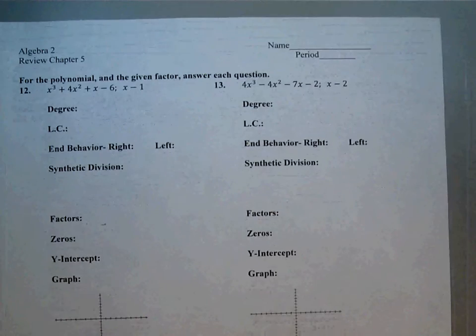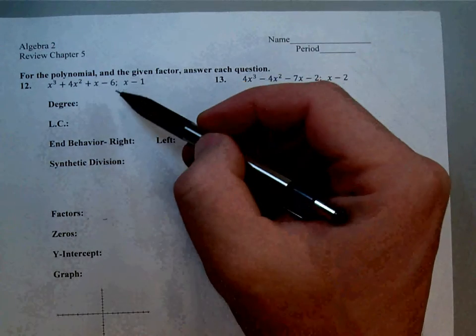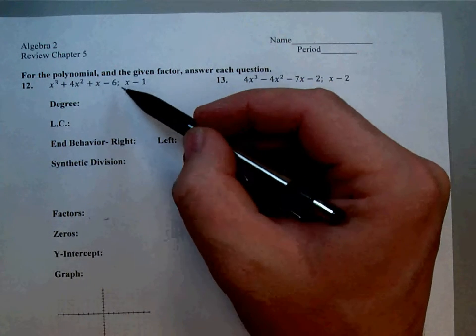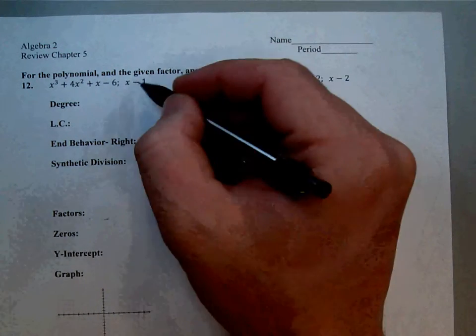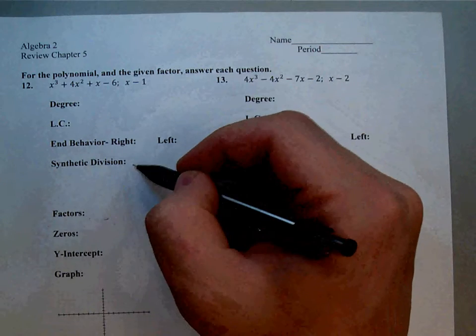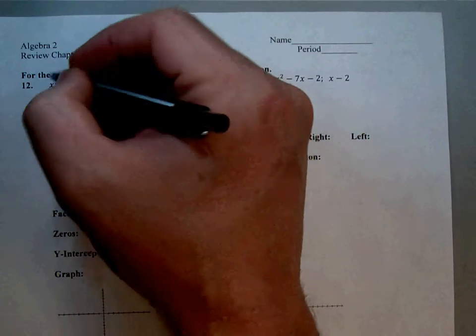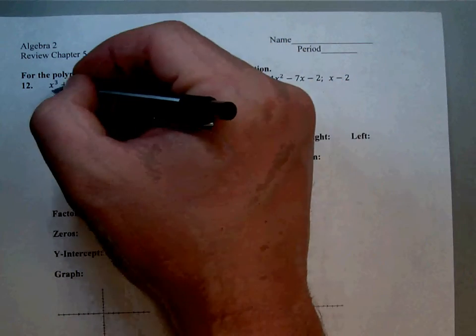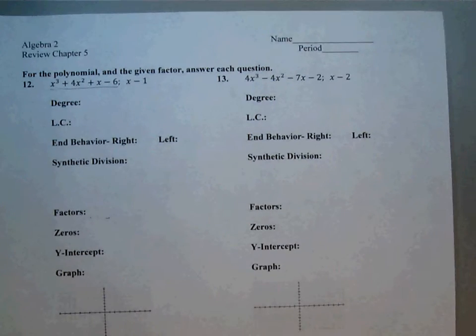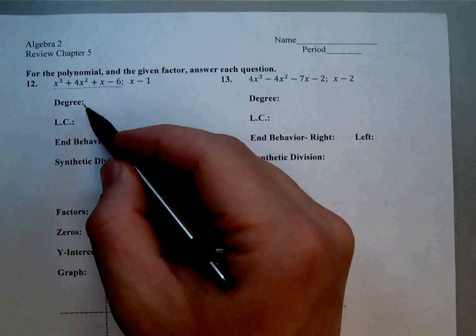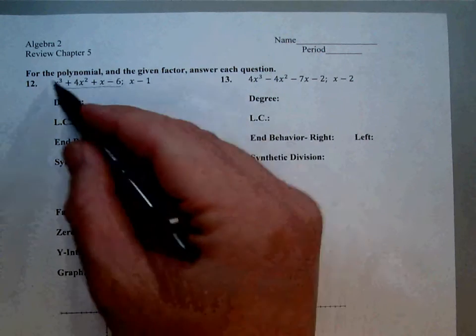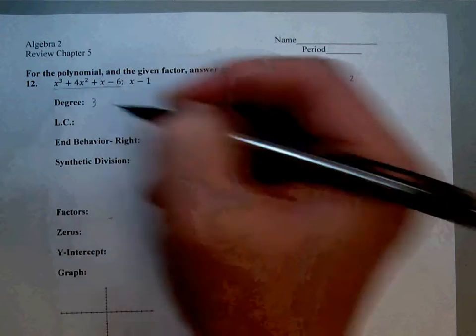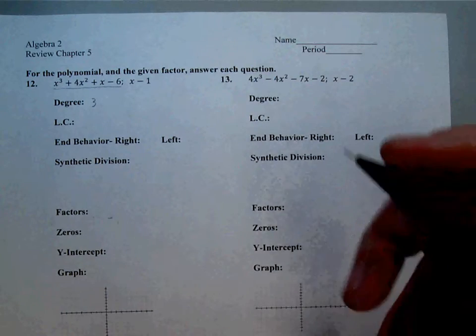Graphing, we have a few steps. Hopefully you remember the format, just like the worksheet. After the semicolon, this x minus 1, that's the factor. That's what we're going to use when we get down to synthetic division. So we're first focusing on what's before the semicolon. X cubed plus 4x squared plus x minus 6. Of that, state the degree. The degree is the largest exponent. The largest exponent I see is 3, which is an odd number. That's what we would observe there.